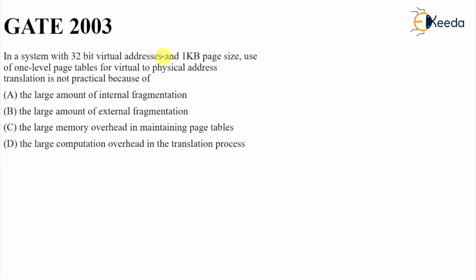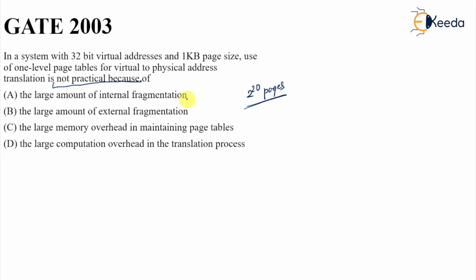In a system with 32-bit virtual address and 1 kilobyte page size, is use of only a one level page table for virtual to physical address translation practical? Not practical. Here we have a 32-bit virtual address and a 1 kilobyte page size, so there will be 2 to the power 20 pages, right?